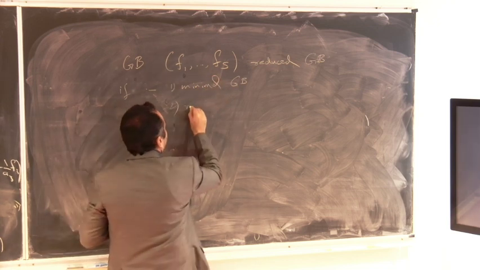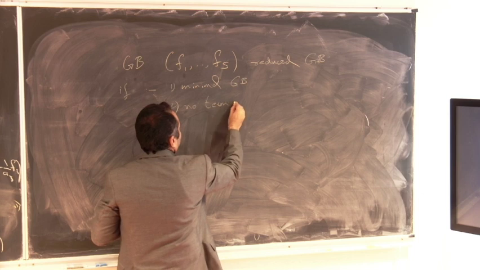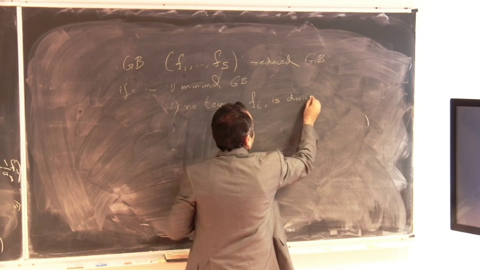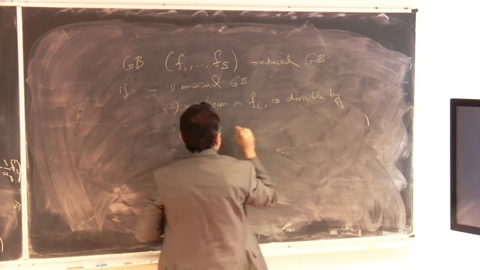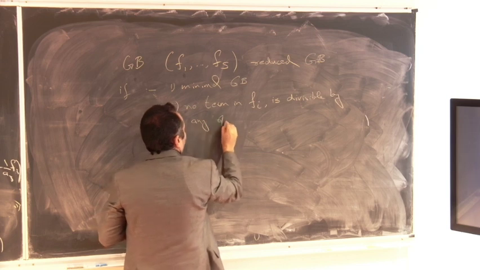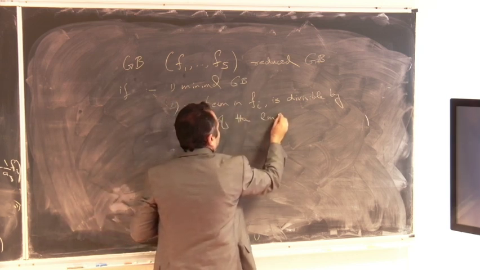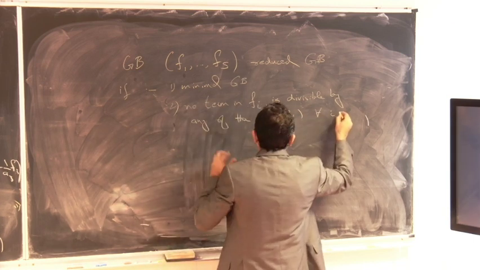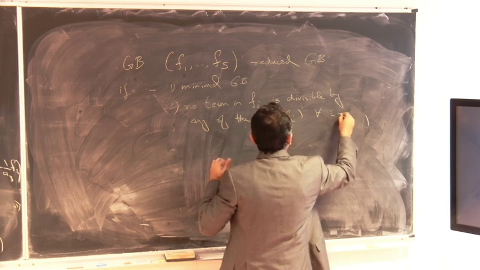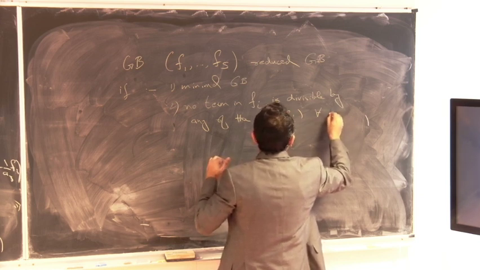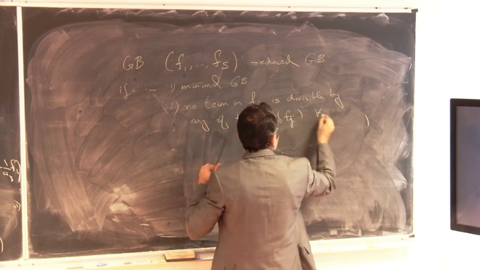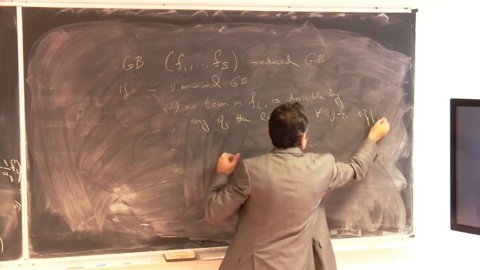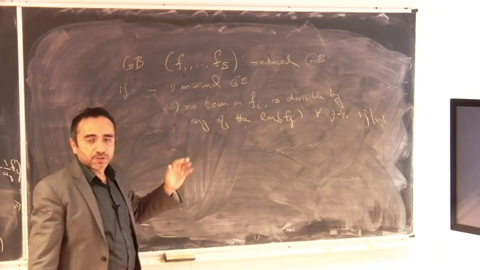So no term in fi is divisible by any of the leading monomial of fj, for all j where j varies from 1 up to s, and you subtract this fi from this. Okay, so other than that all is reduced.